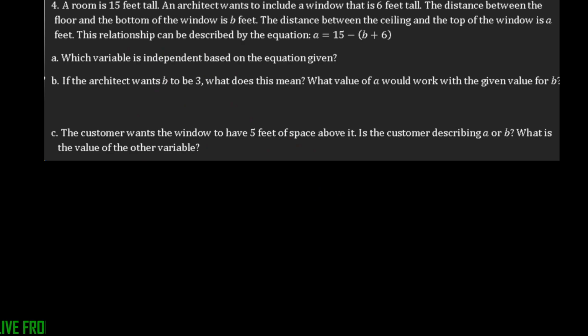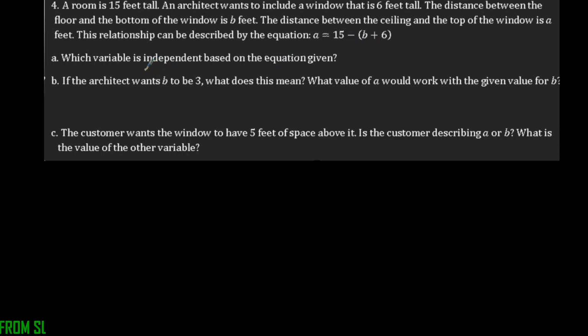And for the last one, it says a room is 15 feet tall. An architect wants to include a window that is 6 feet tall. The distance between the floor and the bottom of the window is b feet, and the distance between the ceiling and the top of the window is a feet. This relationship can be described by the equation a equals 15 minus b plus 6. So what do you guys think? Which is going to be the independent variable based on this given situation?